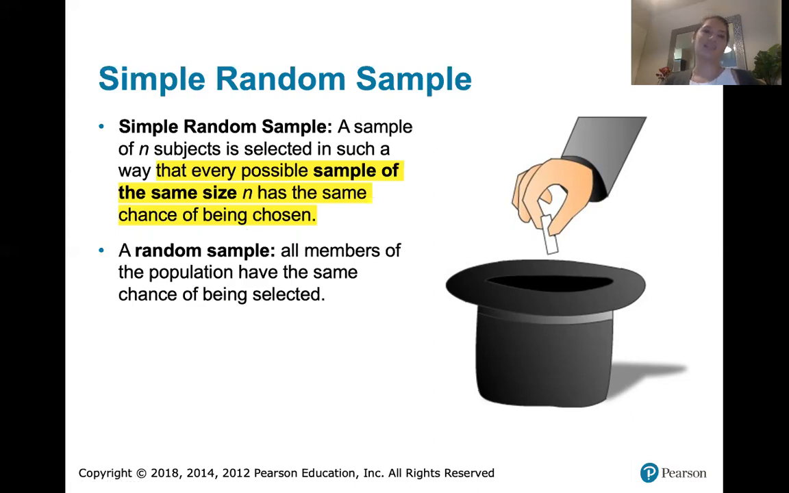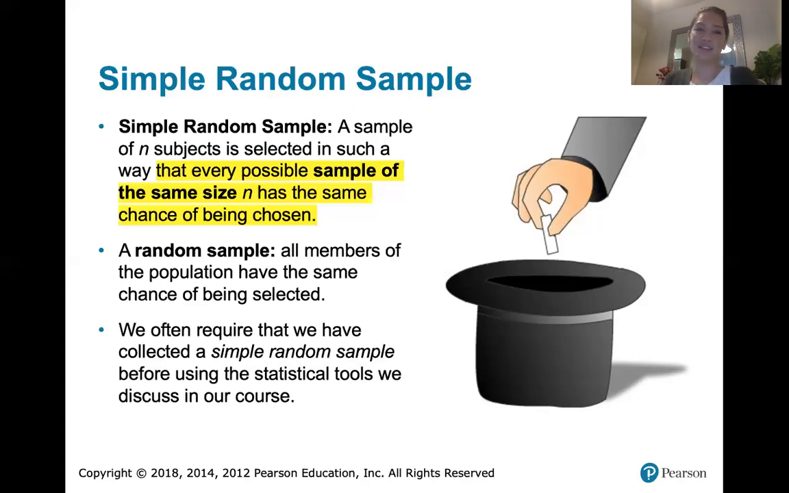But the way I tend to think of it is just like pulling names out of a hat, being in a lottery, like that's a random sample. If you've got all 100 students that you're looking for and you have 100 names on cards and you have all those cards in a hat and you just pick out 30 of them, well, then that's going to be a random sampling.